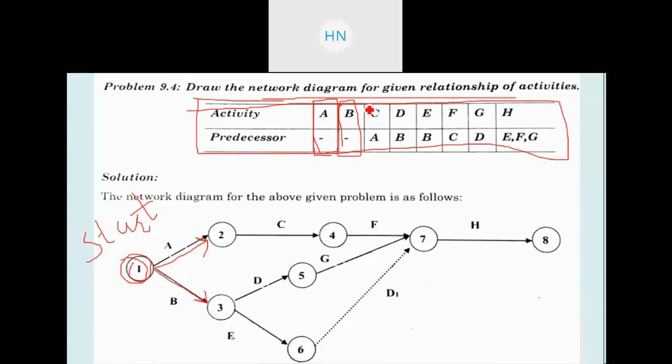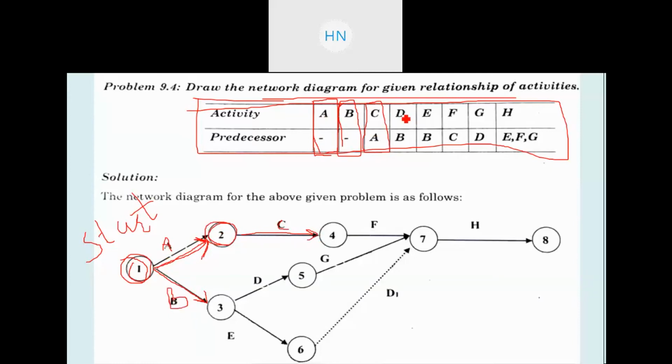Now after that look at the data, that is activity C has predecessor as activity A. Now look here, this is activity A. Now after A completes, C can happen. So for that we are adding one more event, that is event number 2, and then we are adding the activity as activity C, right? Here you can see. So that is about C activity.